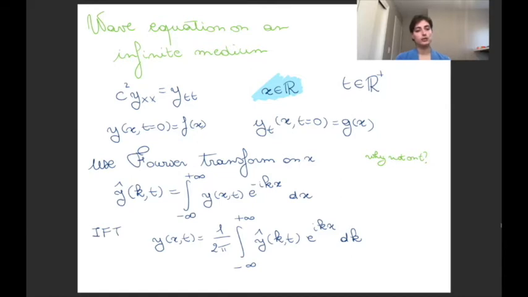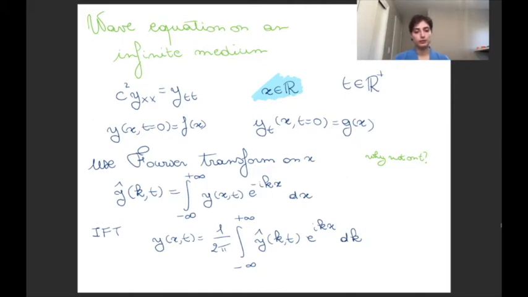So we're introducing y hat, that is the Fourier transform of y with respect to x. So it's an infinite integral from minus infinity to plus infinity of y, that is a function of x and t, times the exponential of minus i k x, dx. You see, x there is where we choose which of the two variables of y is the one we're taking a Fourier transform with respect to.